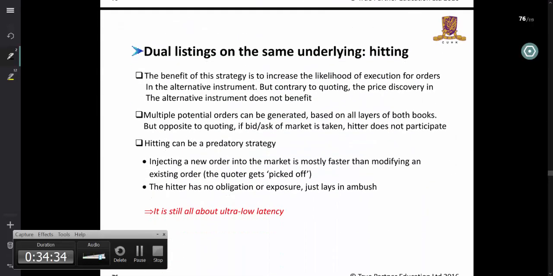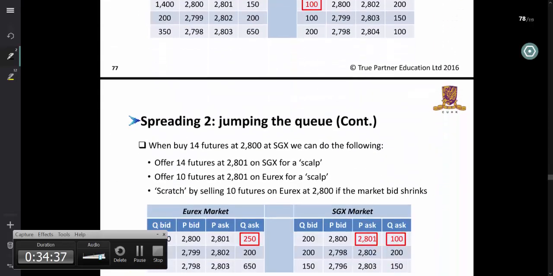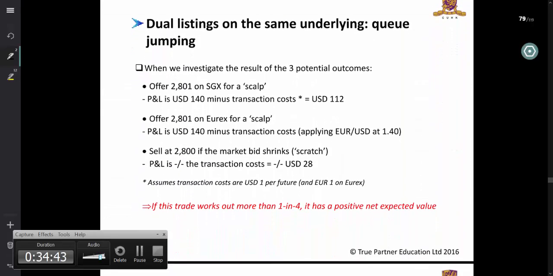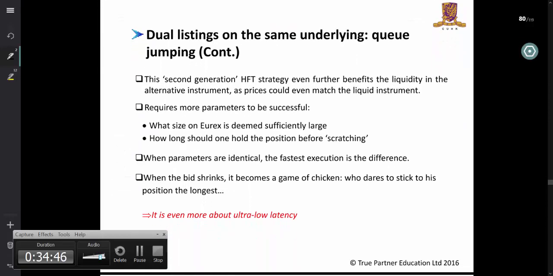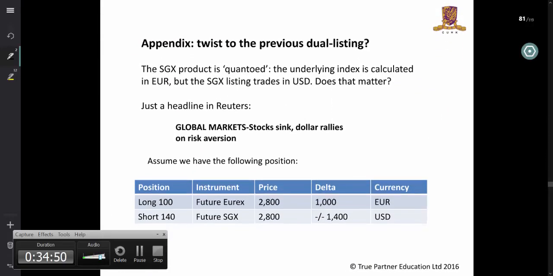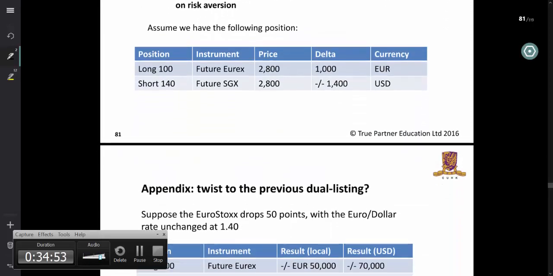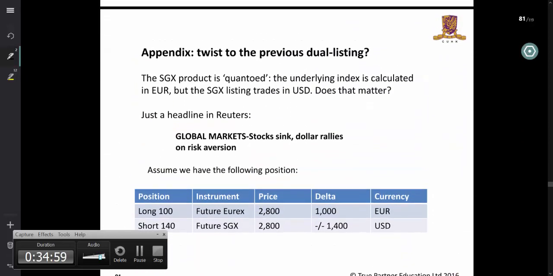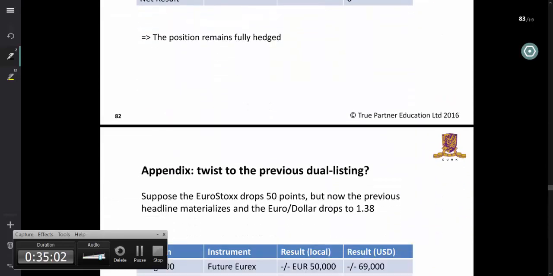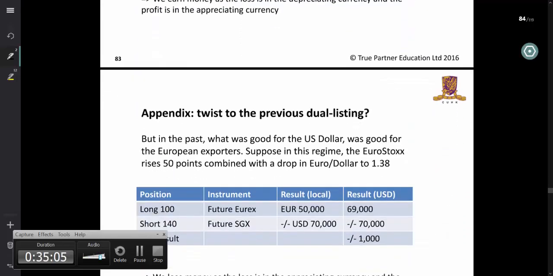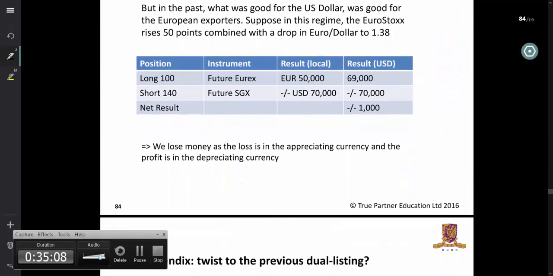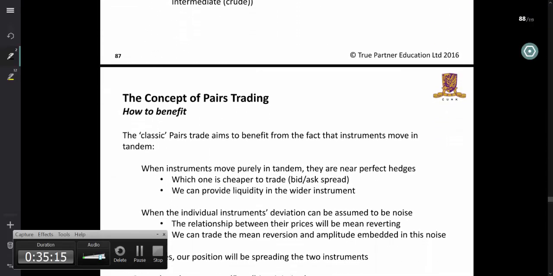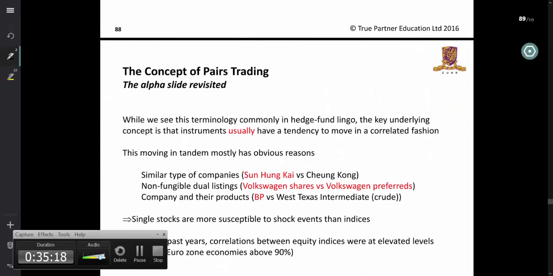A little further down, where, hold on a second. Yeah, the concept of pairs trading.